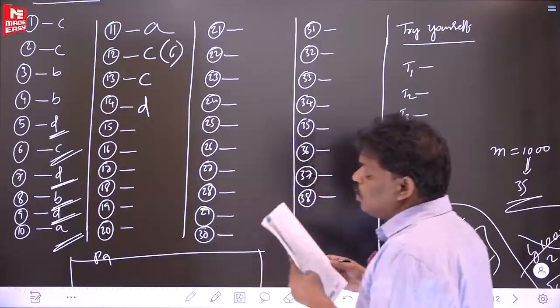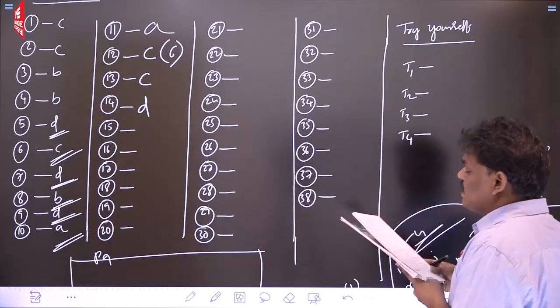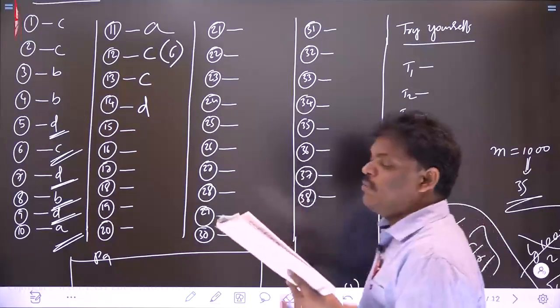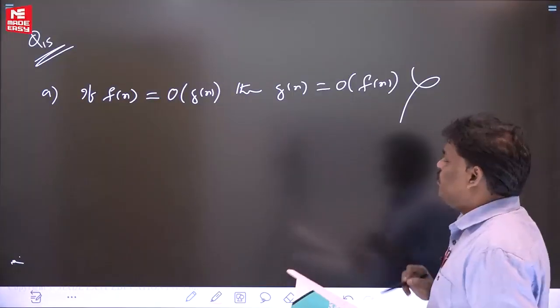Question number 14, there is a small doubt also, right? I said it roughly. I didn't say it that clearly, because in the classroom I covered many problems. That is the reason. Question number 15, option A.